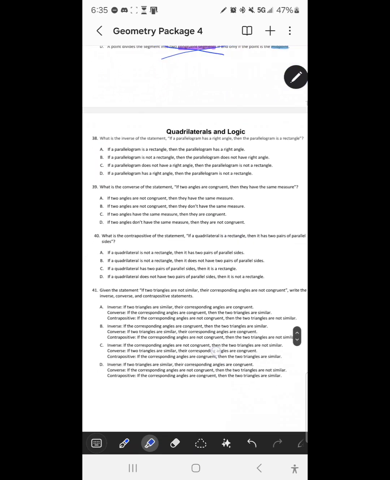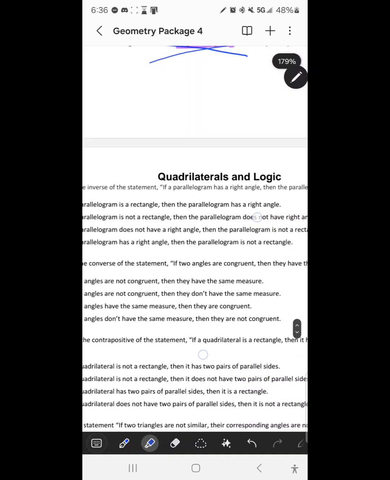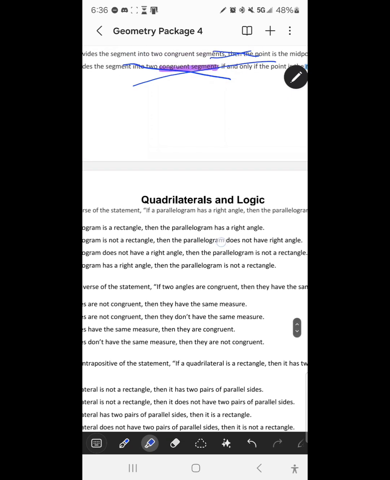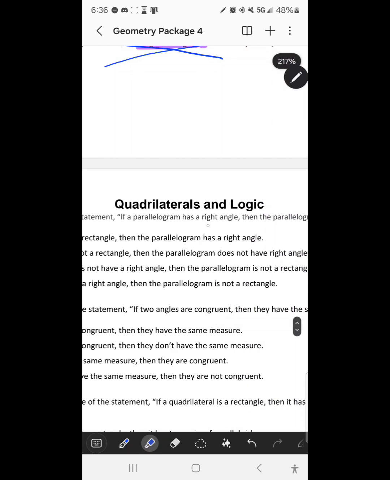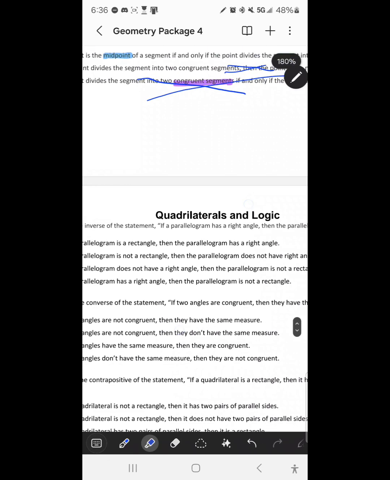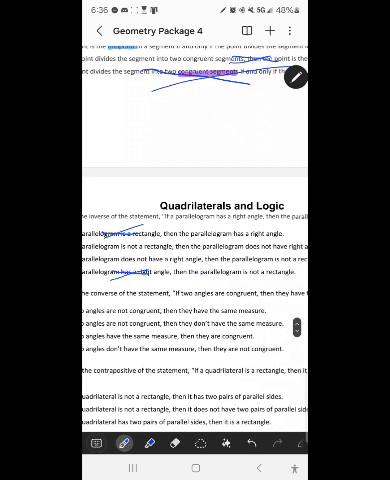Now let's do 38. What is the inverse of the statement? Remember, inverse is in the same order but denying whatever it says. So let's look at this. If a parallelogram has a right angle, then the parallelogram is a rectangle. Okay, we are looking for a not. Here we do not have the not, and here we do not have the not. So it's either B or C.